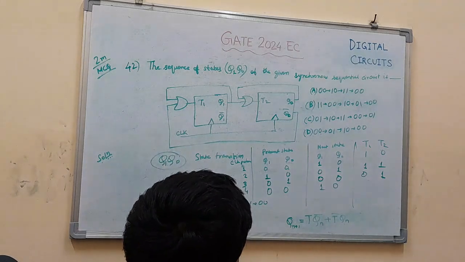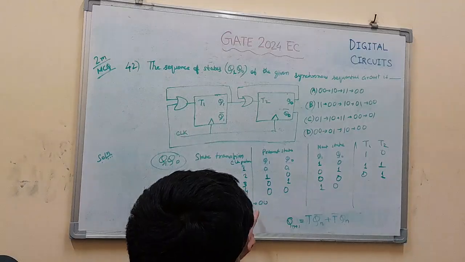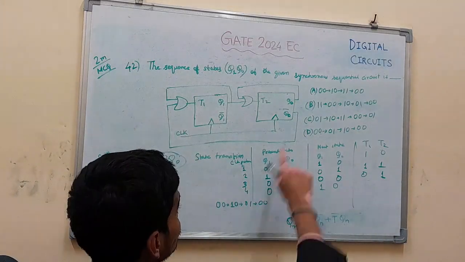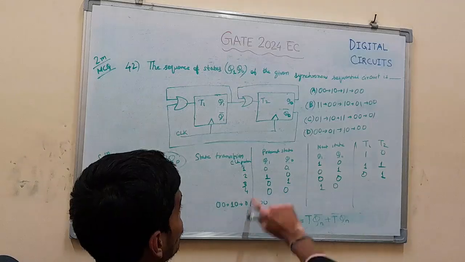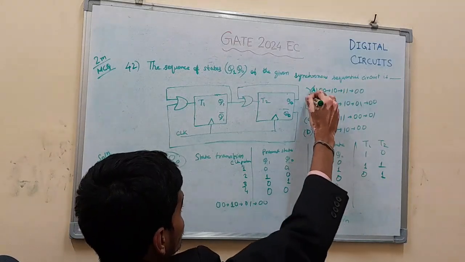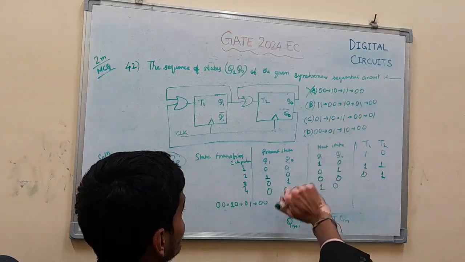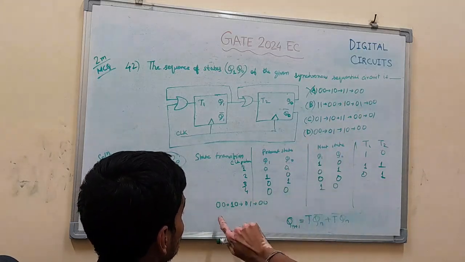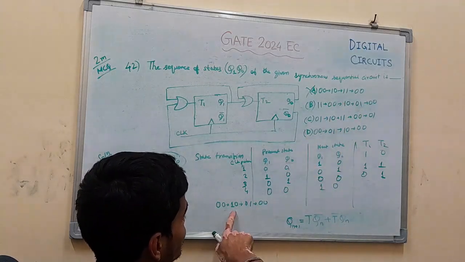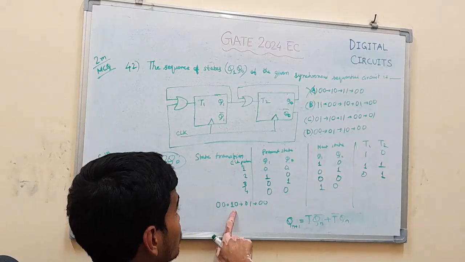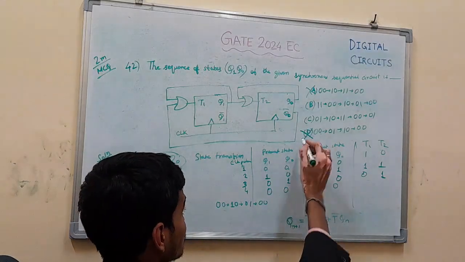So let's check the options for this state transition sequence 0 0, 1 0, but 0 1 is not 0 1 1, so that's incorrect. We are starting from 1 1, we'll check that later. Let's check this one first, 0 0 1 0. The second state is where there is a mismatch, so this is also incorrect.